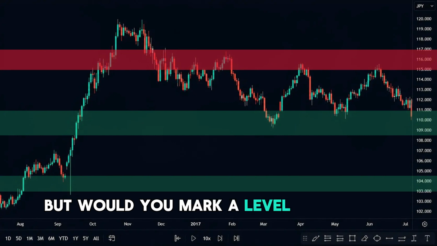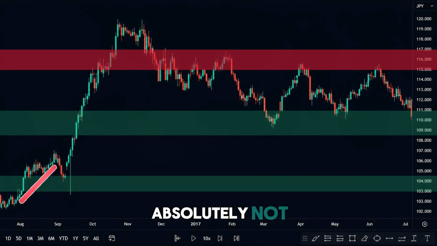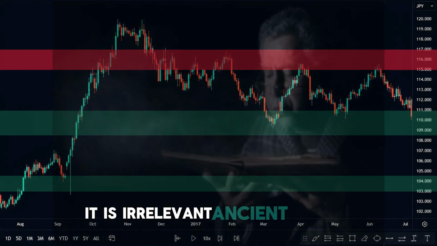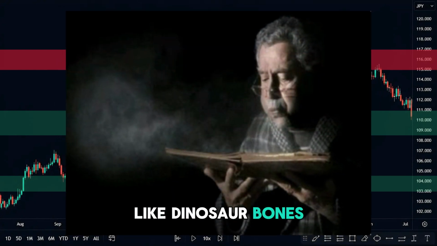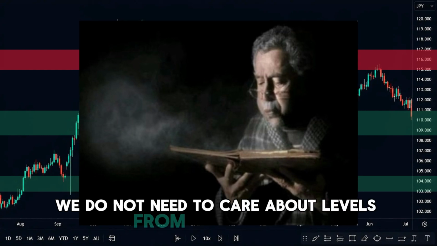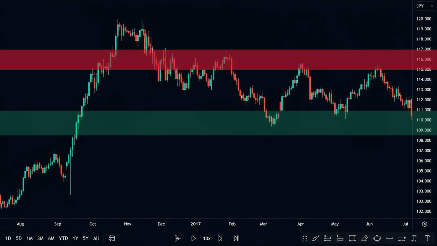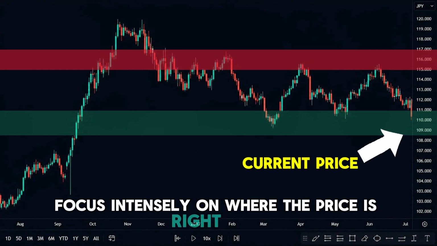But would you mark a level way down here? Absolutely not, because that is not where the price currently is. It is irrelevant, ancient history, like dinosaur bones. We do not need to care about levels from 10 years ago, a year ago, or even a few months ago. Focus intensely on where the price is right now.